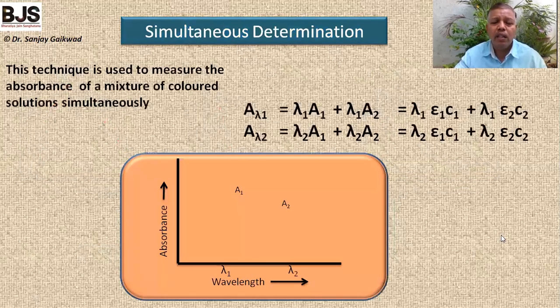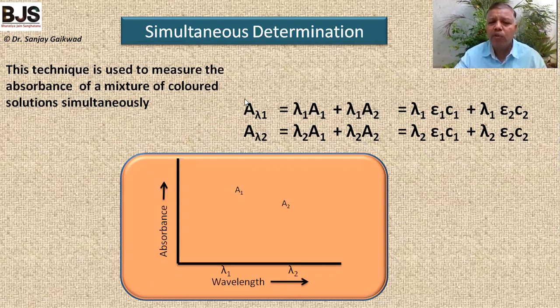Another application of the spectrophotometer is simultaneous determination. Now suppose that in the solution, two or more components are there which absorb the radiation, and we know the absorbance of each component, then one can find out the concentration of A and B. Suppose two components are there, we can find out the concentration of A and B easily. This technique is used to measure the absorbance of a mixture of colored solutions simultaneously.